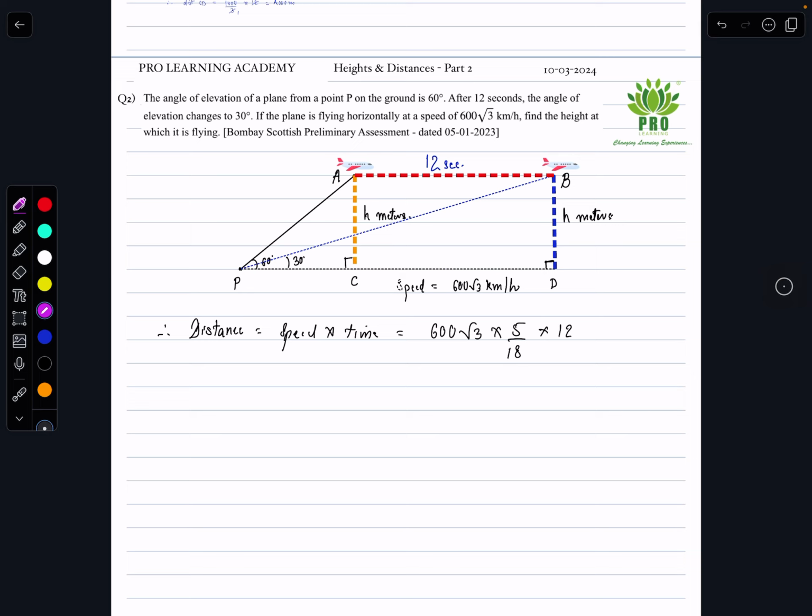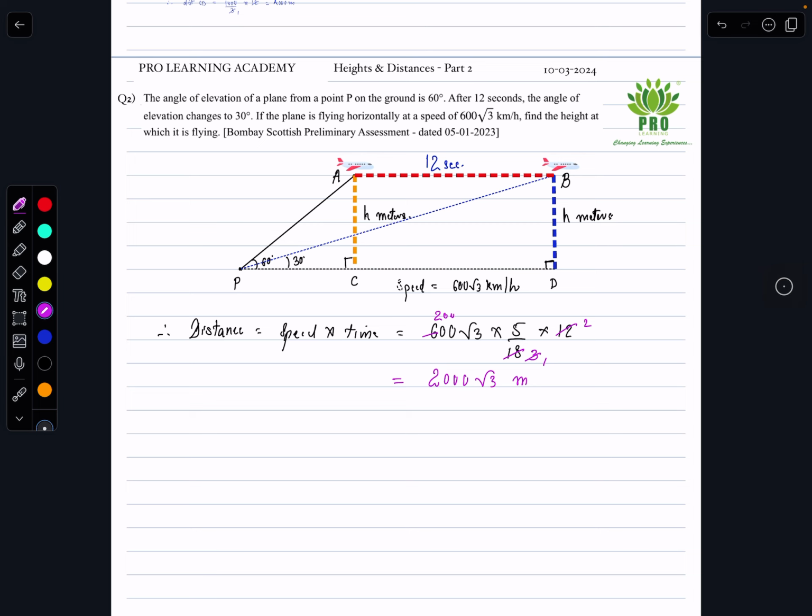Our cancellations are 6 times 2, 6 times 3, 3 times 1, 3 times 2. So here we have 200. So the distance would be 2 times 2 makes 4, 4 times 5 makes 20. So we have 20, and there are two more zeros, root 3. This is in meters.